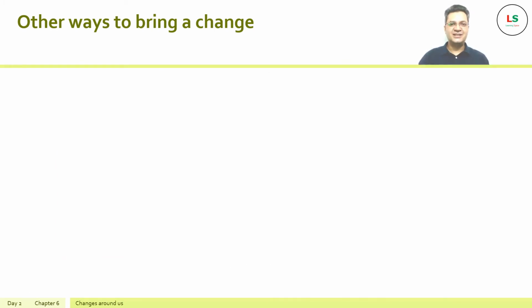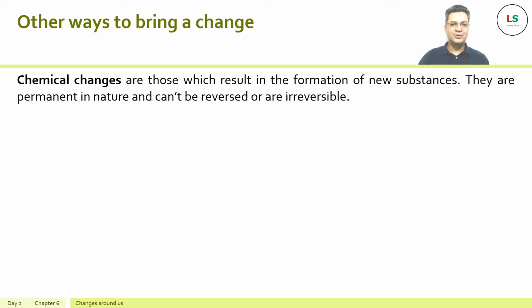Now moving to the chemical changes. Chemical changes are those which result in the formation of new substances. They are permanent in nature and cannot be reversed or are irreversible. We are going to discuss 5 ways in which chemical changes are being brought. They are rusting, burning, curdling, fermenting and growth in plants.